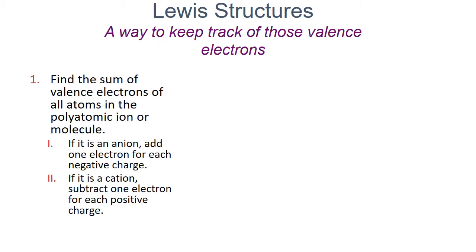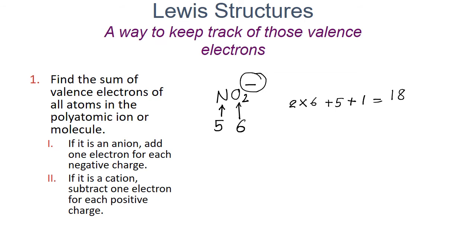Now I will take another example to understand more. The example is NO2 minus. For NO2 minus, nitrogen has 5 valence electrons and oxygen, as you know, has 6 valence electrons. There are 2 oxygens, therefore 2 into 6 plus 5, and also there is a negative charge, therefore you have to add another 1 electron as a valence electron, therefore the total is 18 electrons you have to keep on the outside.